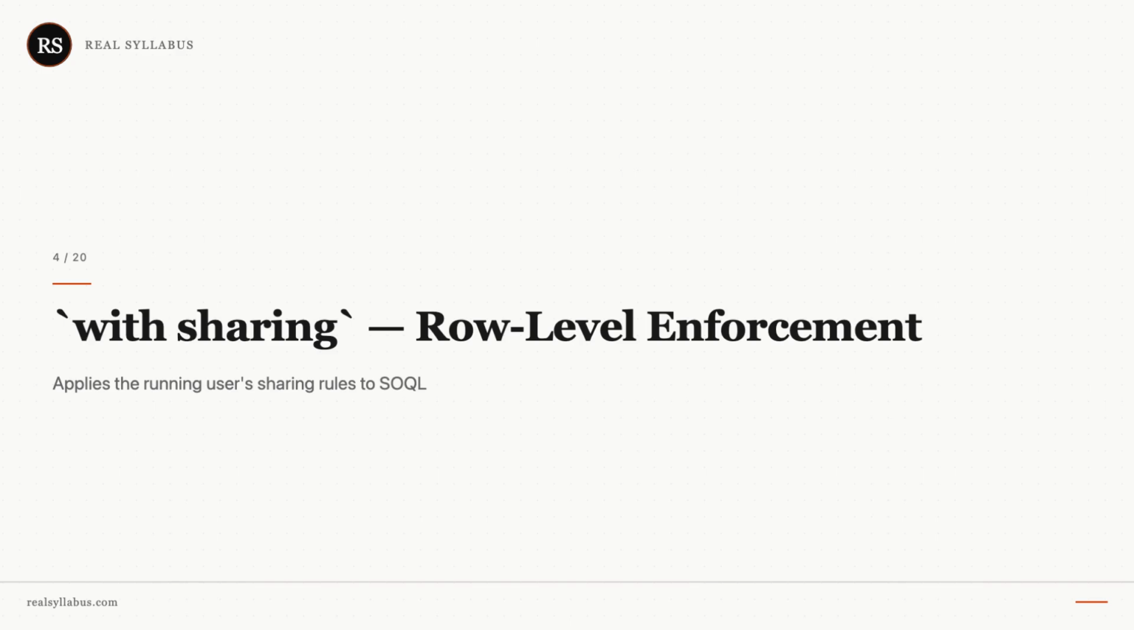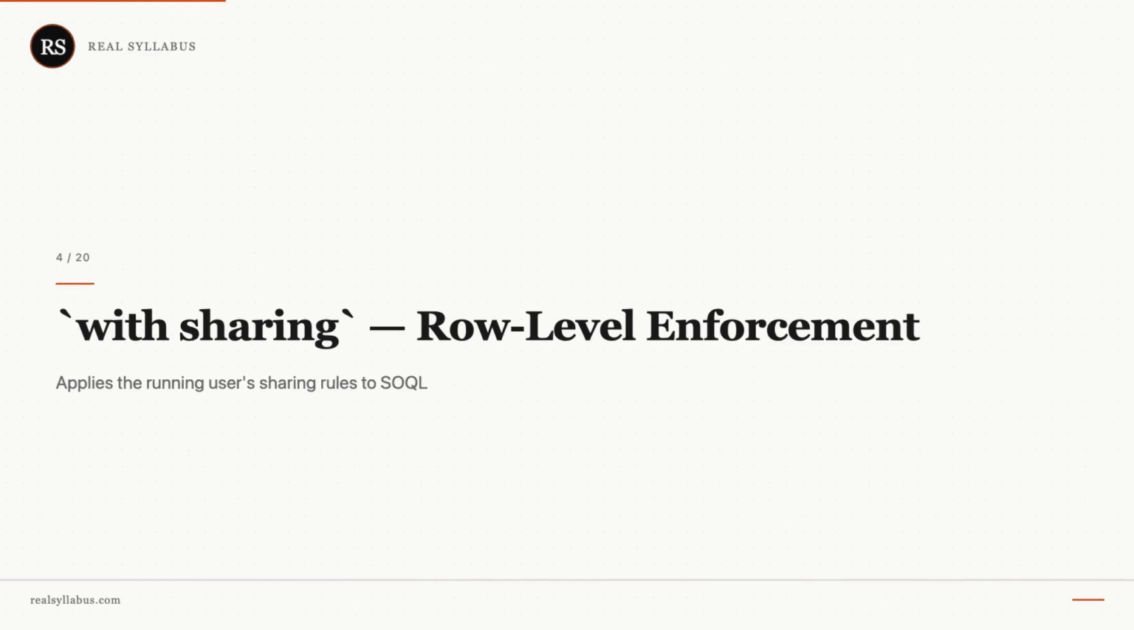The first tool is the with sharing keyword. You write it right after the access modifier on your class declaration: public with sharing class AccountService. What this does is tell Apex to apply the current user's sharing rules when running SOQL inside that class. If a user can't see an account record because no sharing rule gives them access, a query inside this class won't return it. Think of sharing rules as the list of records a user is allowed to see. With sharing makes Apex respect that list.